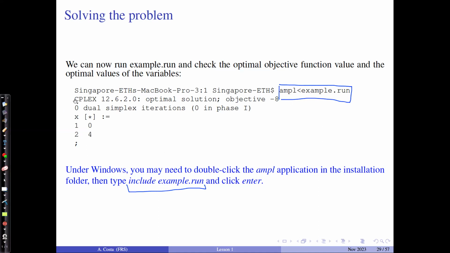The solver, you see CPLEX, is telling you, I found the optimal solution of your problem. The objective function is -8. And this is the solution: X1 equals 0, X2 equals 4.